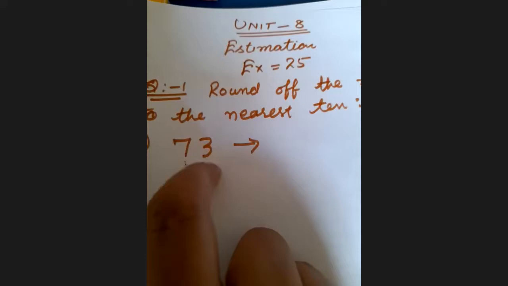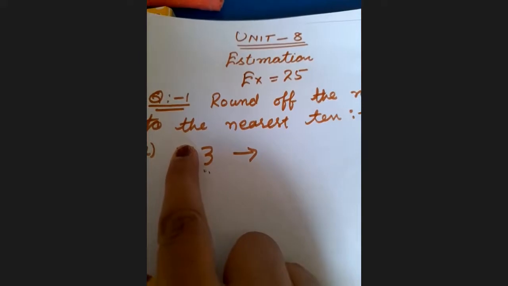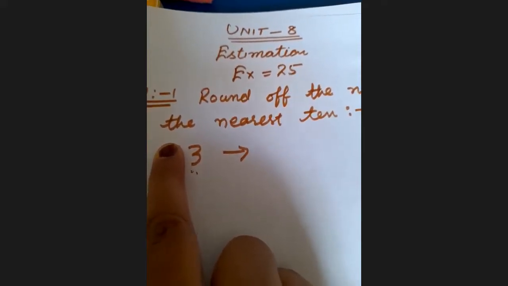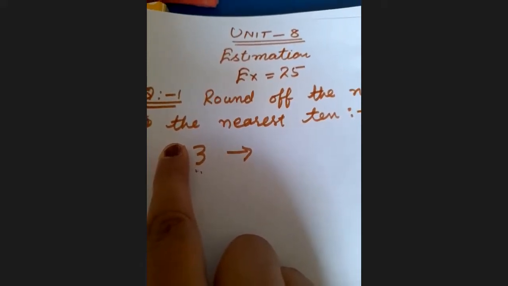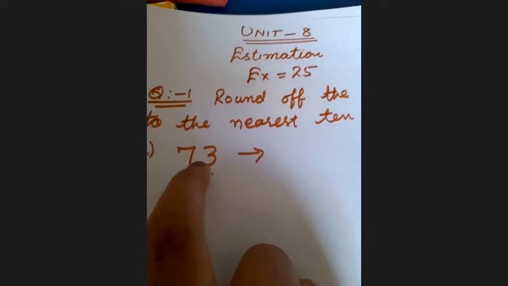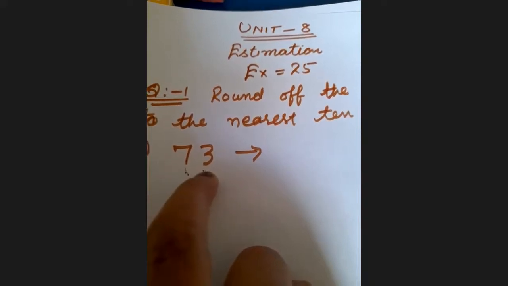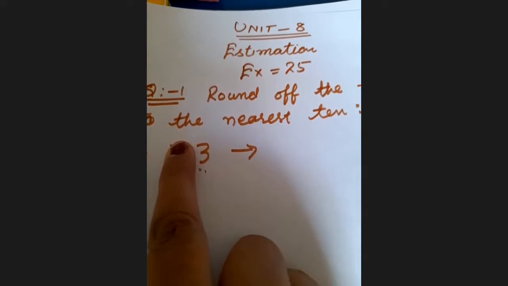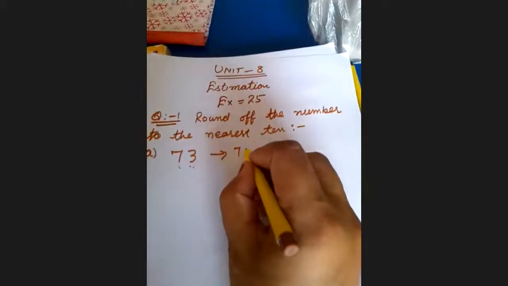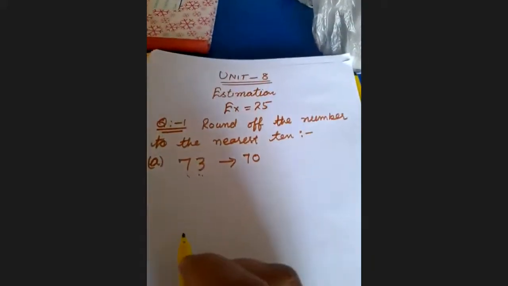Now, first question, round off the number to the nearest 10. Ones, tens. Put your finger on the tens place number, that is 7. Now cover it and observe the next number. Next number is 3. If this number is 5 or greater than 5, the nearest value is 80. If it is less than 5, the nearest value is 70. Here our number is 3, and 3 is less than 5. So the nearest value will be 70. Clear, students?